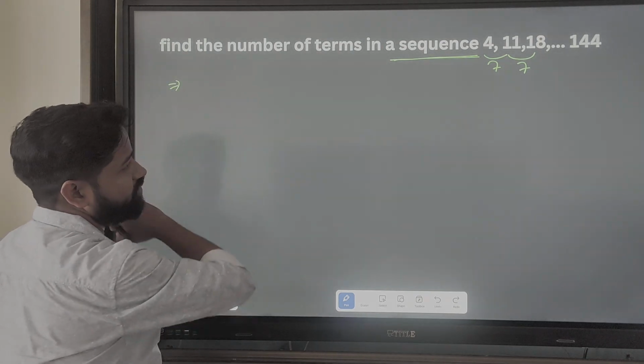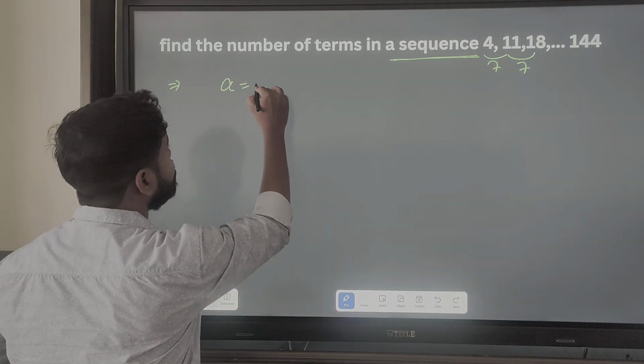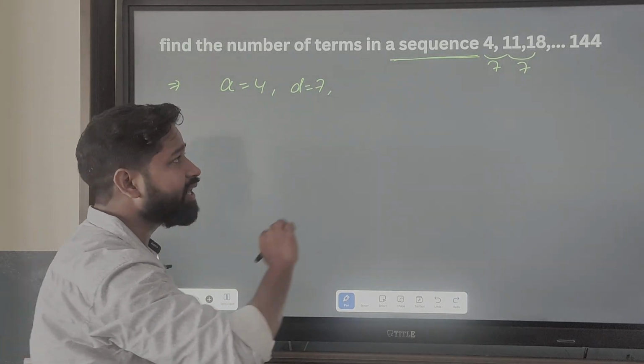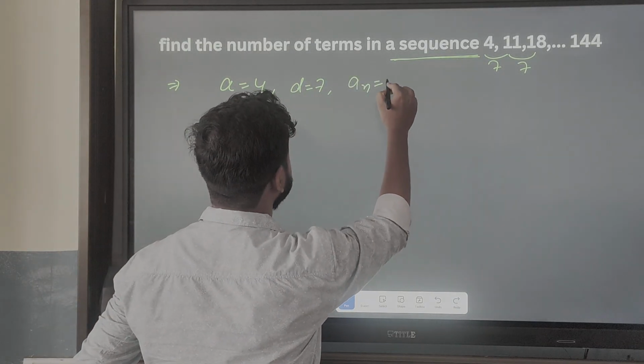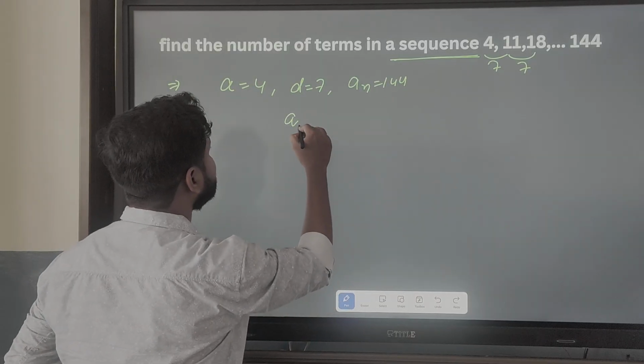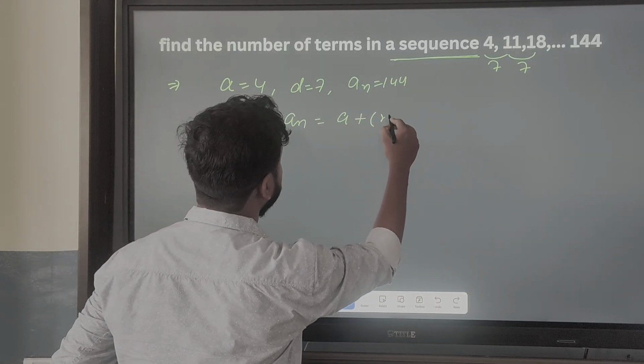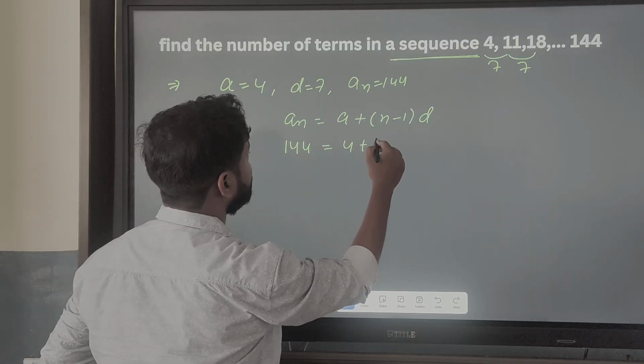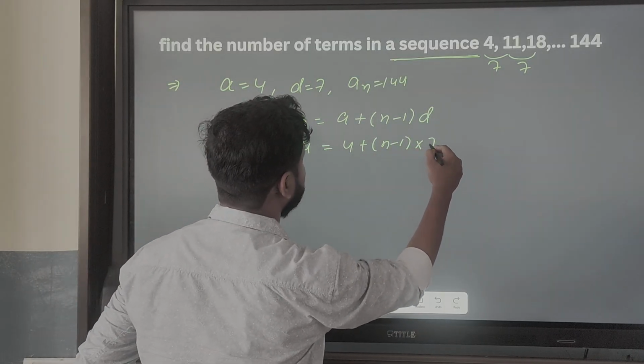So we know this type of question, right? We'll say, sir, A is 4, D is 7. Let's say that 144 is the nth term. We'll start with that. We have solved this kind of question in 10th standard. That is just a basic, then we'll go for the further topics. So we can easily solve this, right?